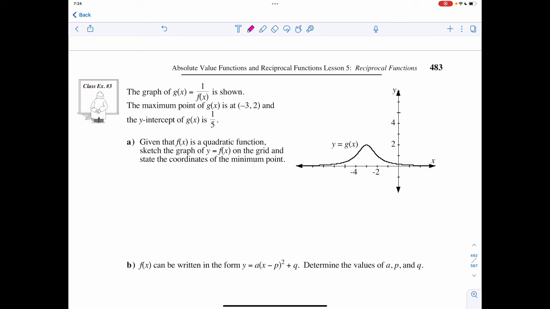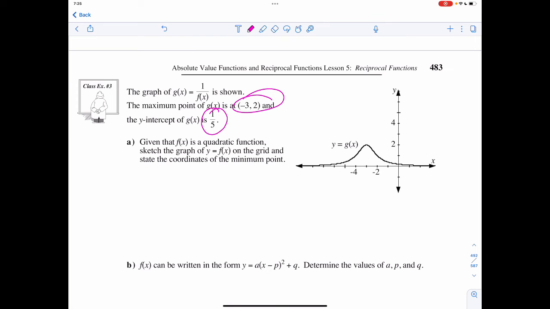The last example is probably the weirdest one. This one looks like a little hill, and we can see that it has no vertical asymptotes, which means that my original function had no x-intercepts. It says that with this, the maximum point of my reciprocal function is -3 and 2. The y-intercept is 1/5. Given that f of x is a quadratic function, sketch the graph of the reciprocal, state the coordinates of the minimum point.